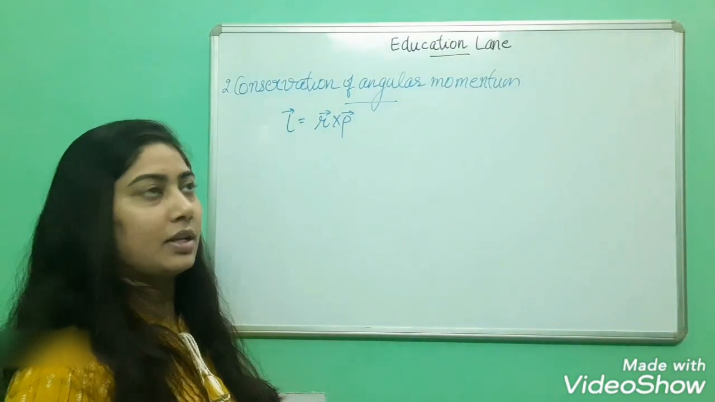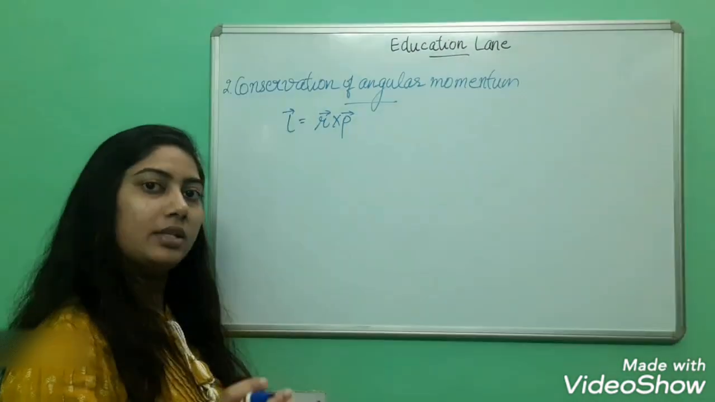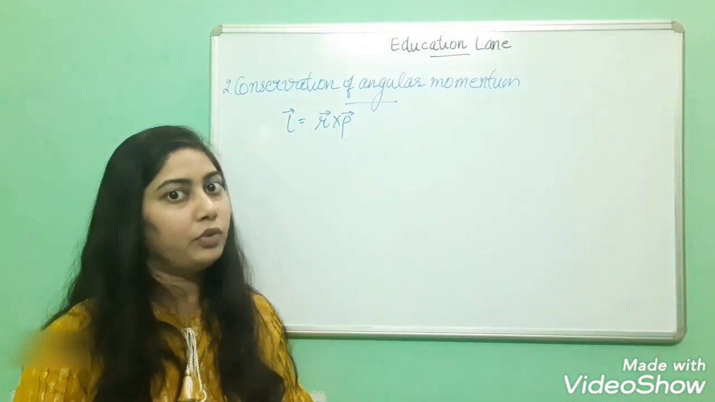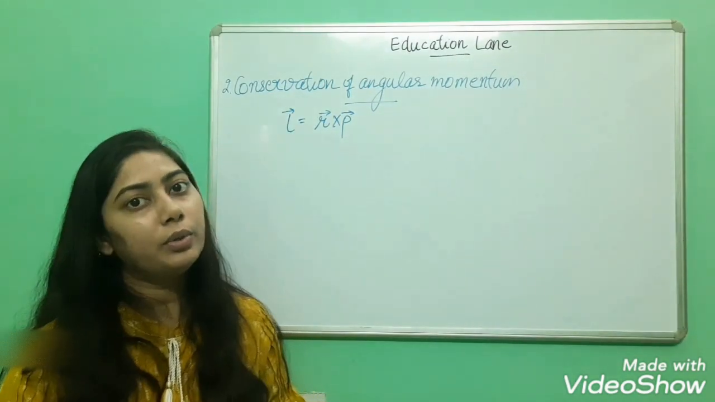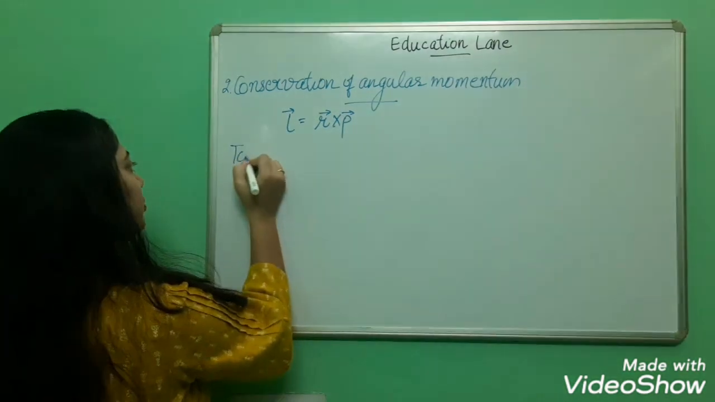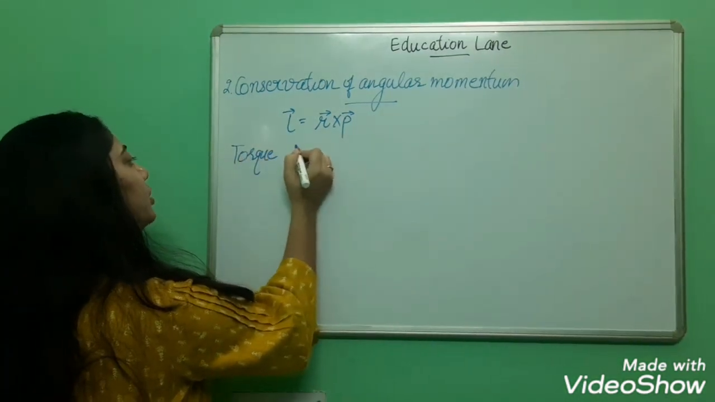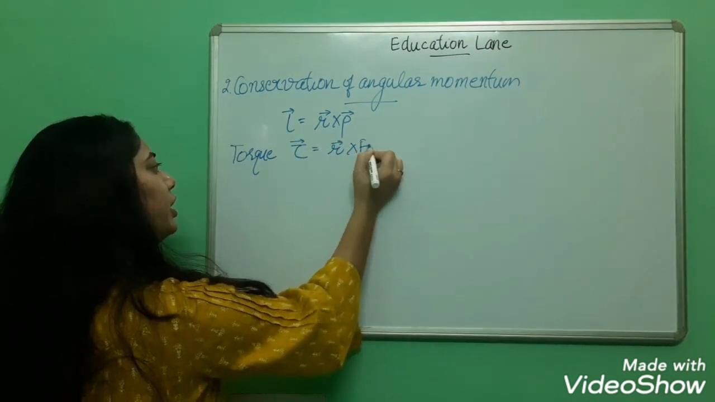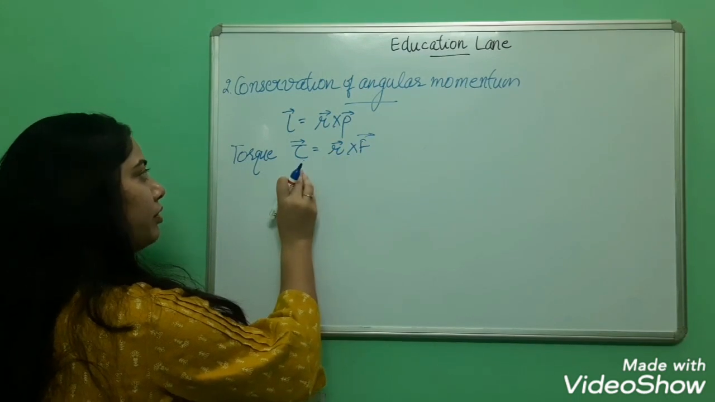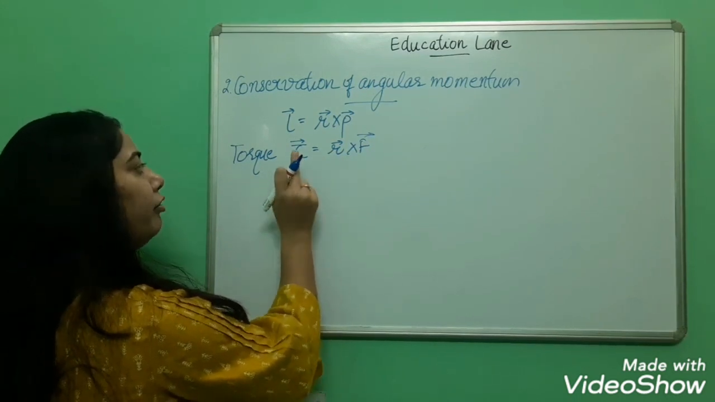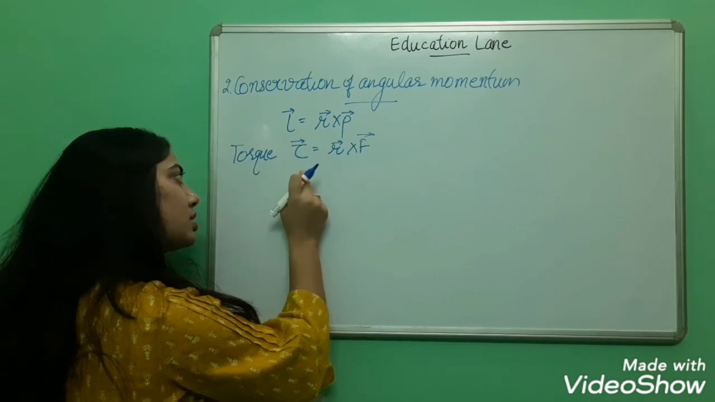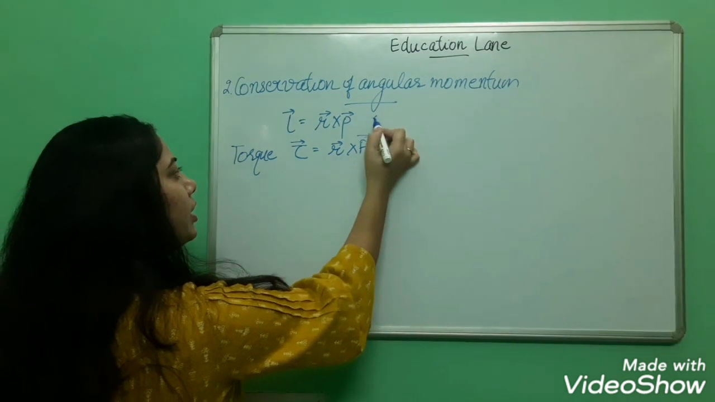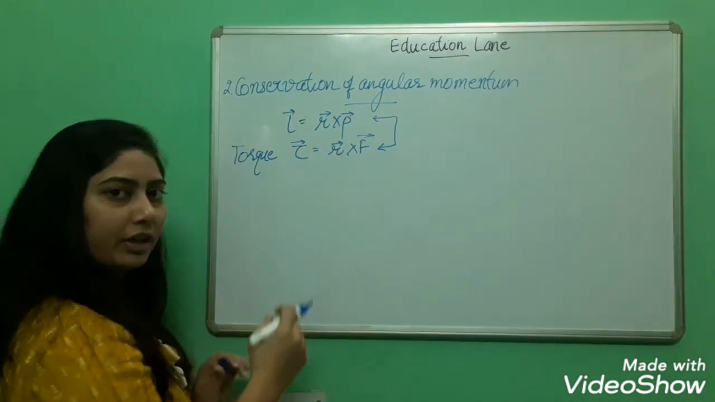But let me tell you again that in a circular path, if momentum changes to angular momentum, the force will also get a new term, torque. Torque represented by tau is equal to r cross F. It is the force which is acting on the particle while it is traveling in a circular path. r is the same position vector. Now let us find the relation between them.